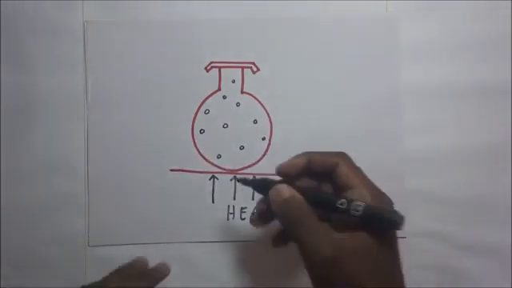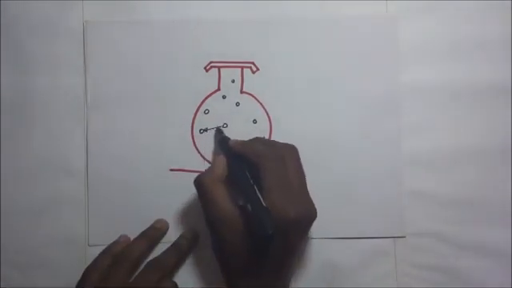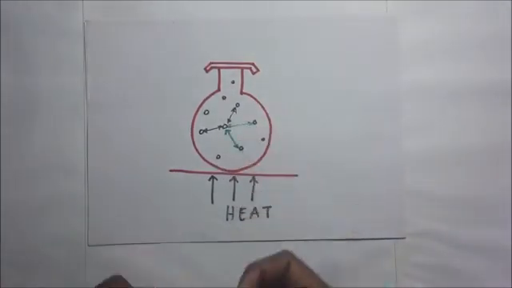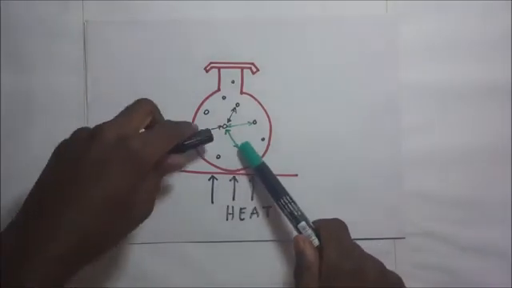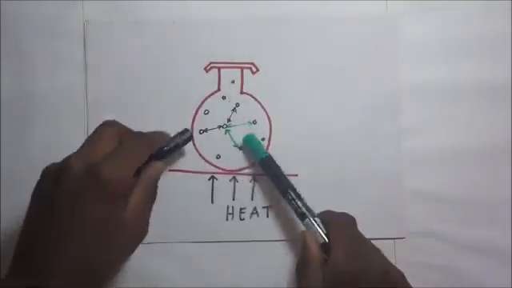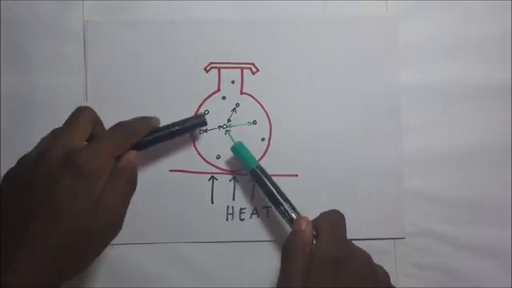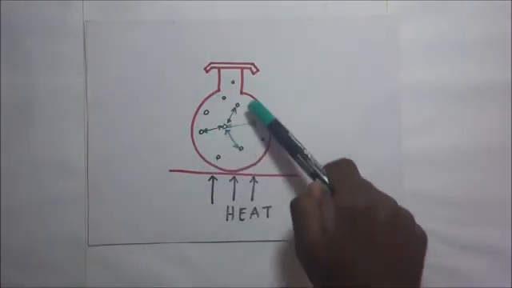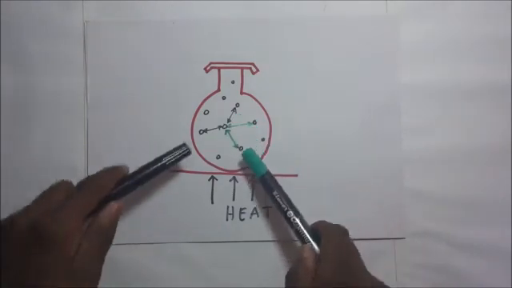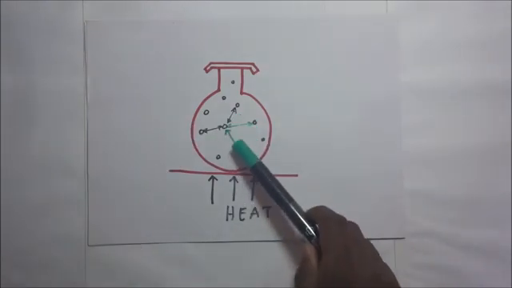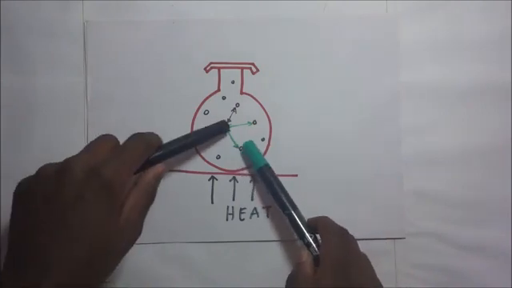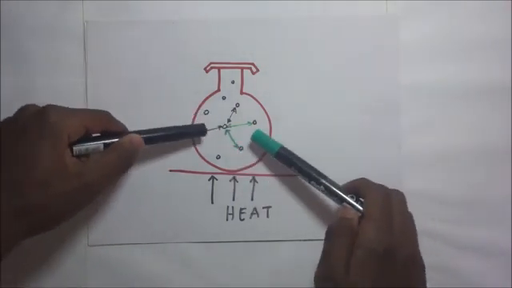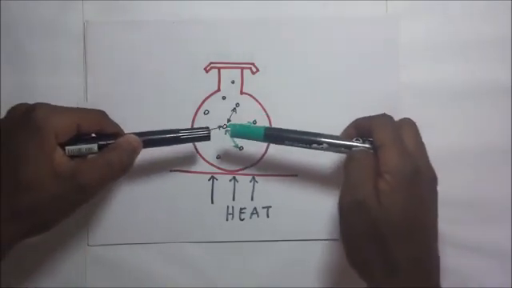Now, of course, we know that these particles have what we call intermolecular forces of attraction. These intermolecular forces of attraction between the molecules in this pot of gas are what give us the measure of the potential energy in these particles. If the intermolecular forces of attraction are weak, it means that these molecules will be far apart. When the intermolecular forces of attraction are strong, these molecules will be close enough.